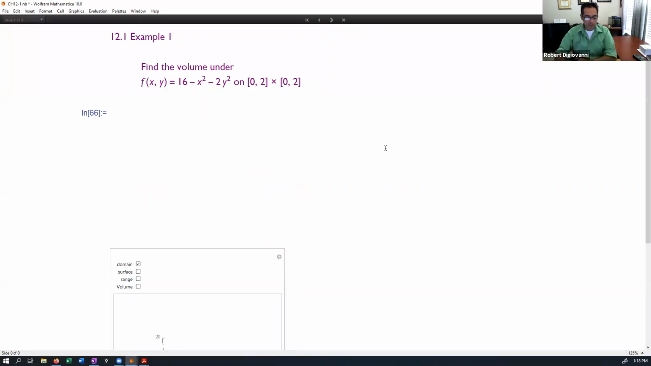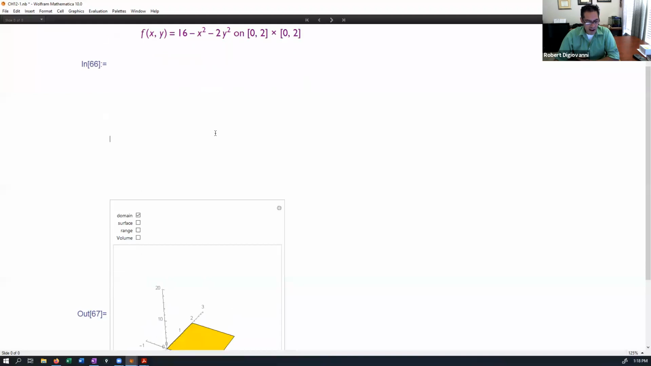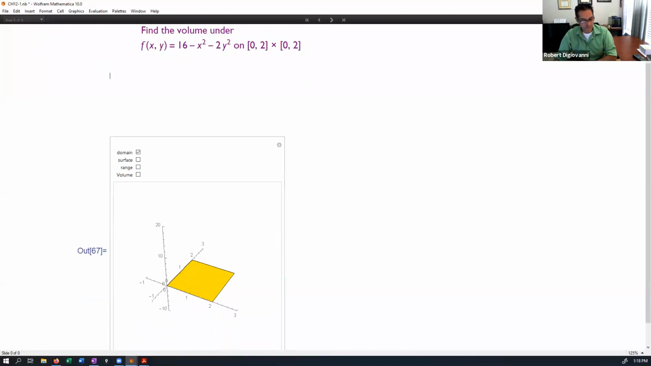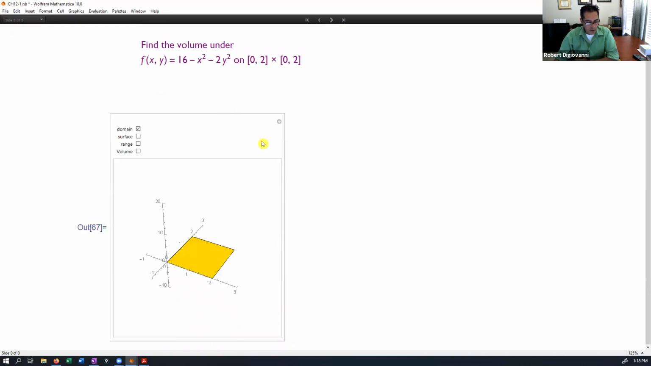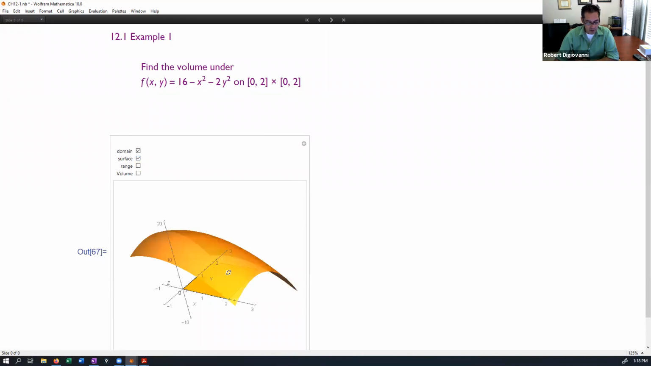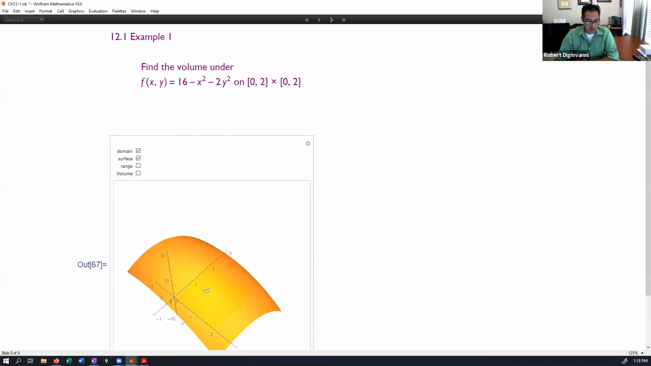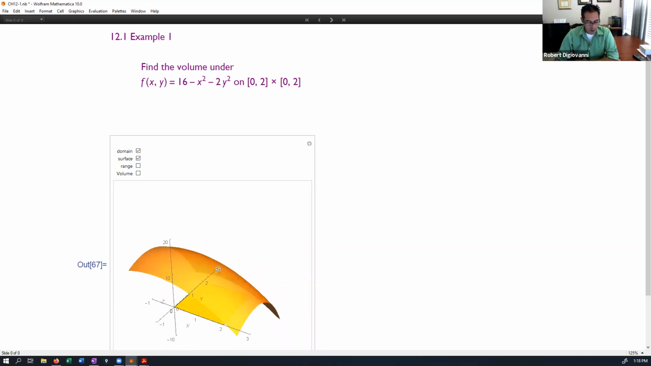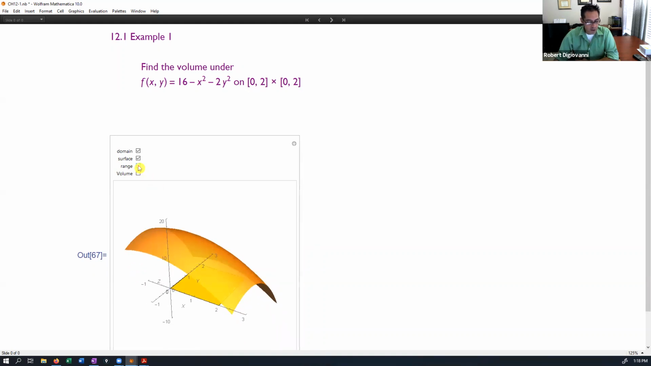So find the volume underneath this surface on 0, 2, 0, 2. I'm going to show you the picture of what we're doing first, and then we'll actually find the volume. Okay, so here we have the domain, right? That's everything on the ground between 0, 2 and 0, 2 for x and y respectively. And then we have the surface that is above this domain. And what we're trying to find is the volume underneath that.